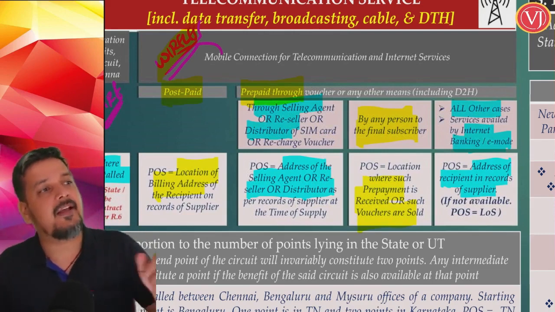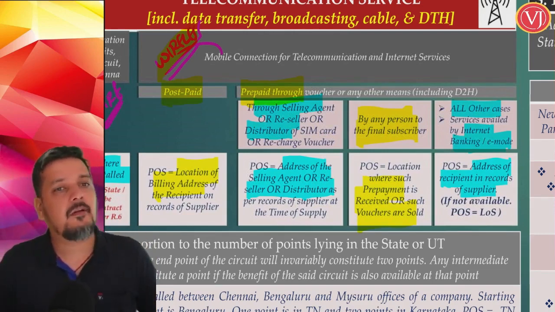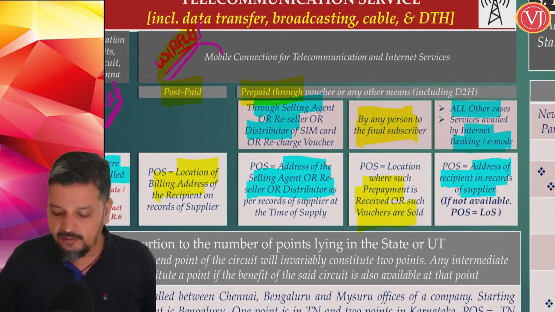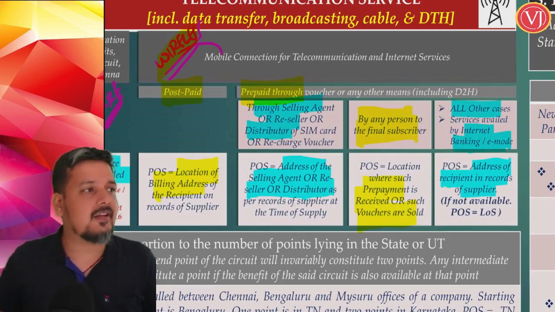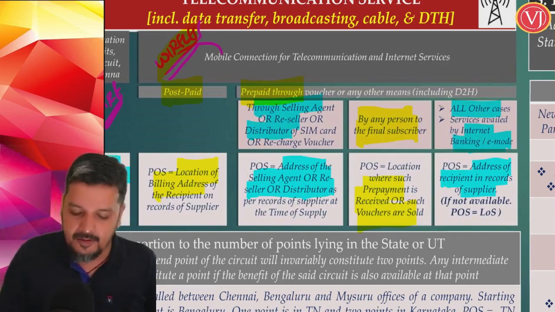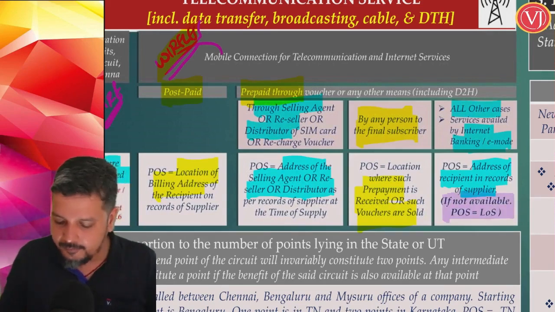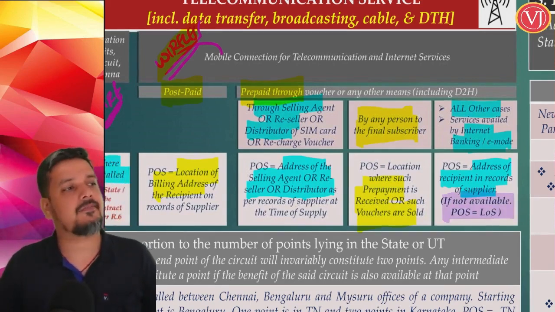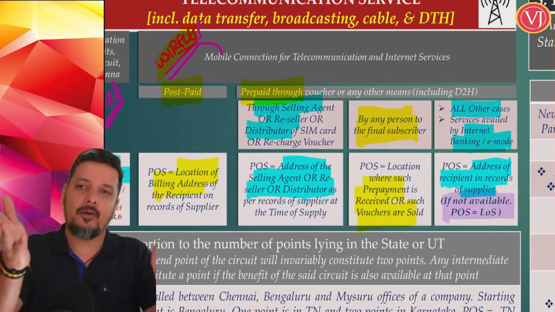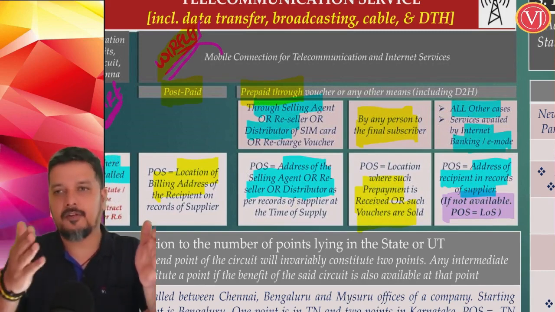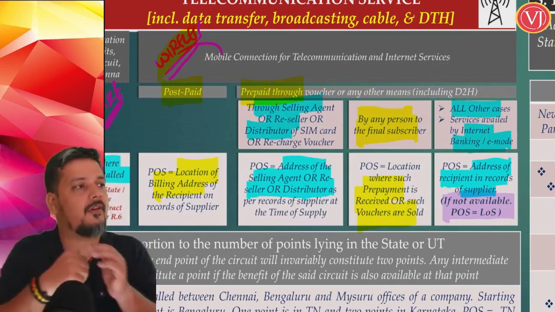In that case, place of supply is the location of the recipient which is available in the records. If the location of the recipient is not there, by default, the location of the supplier. If the supplier has your location, it is the location of the recipient. If the supplier does not have your location, then the location of the supplier.